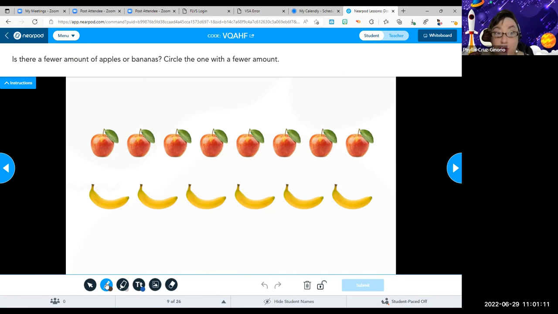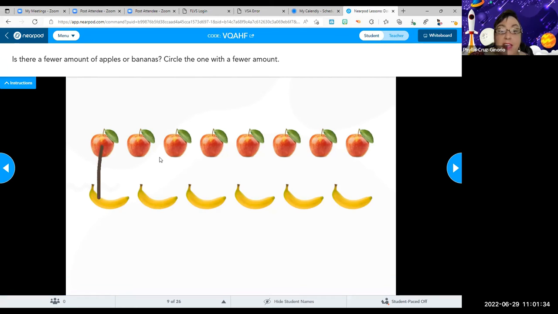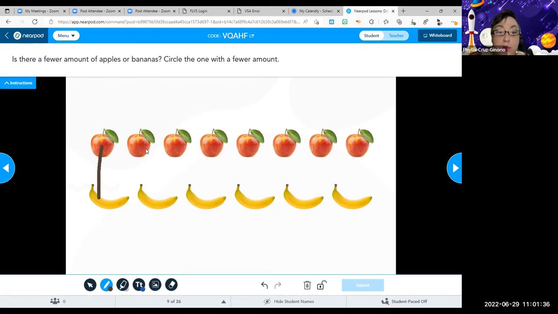It asks you to match up the apples to the bananas and then circle the group. Circle either the apples or the bananas, the whole group that has fewer. Fewer means less. Okay, so let's match them up first. Watch what Mrs. Cruz does. She matches to see if they are the same. Well, this one matches that.